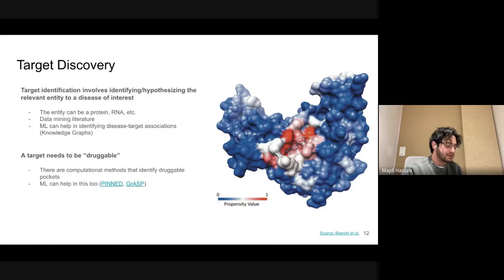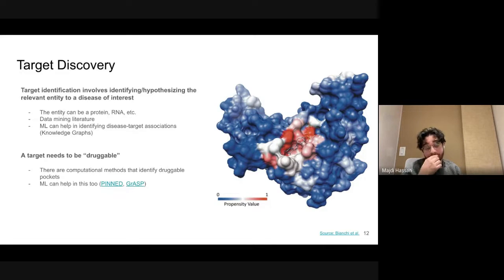But for example, Pinned, I think they just calculate a lot of different physical and chemical features of the protein. They pass it through some neural networks, and this neural network will output a score of how ligandable or how druggable this protein is. And Grasp does the same thing, but it uses things called graph attention networks. And I think there's a growing interest in this field.